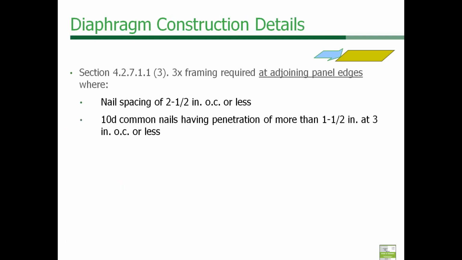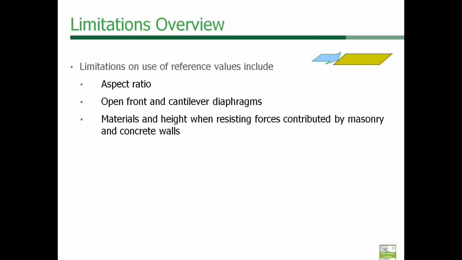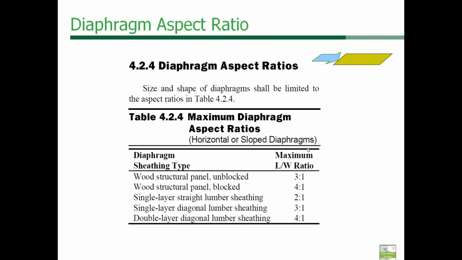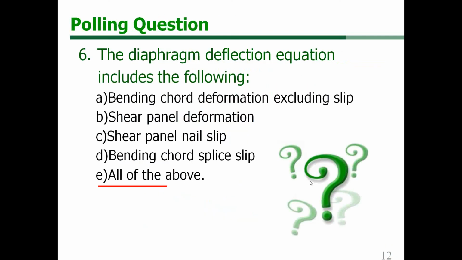Michelle talked about the 3x framing requirements, and so I won't spend a lot more time on that. Very comparable again for diaphragms, and aspect ratios, open front and cantilever diaphragms. A lot of this is changing, especially the open front and cantilever diaphragm provisions in the 2015 wind and seismic standard, and we'll have a webinar coming up on that in a few months. Aspect ratios, again, Michelle talked about that for shear walls. A comparable approach is used for diaphragm aspect ratios as well.